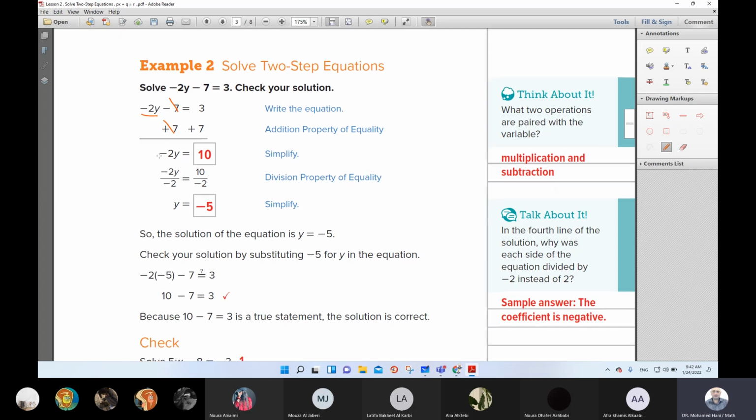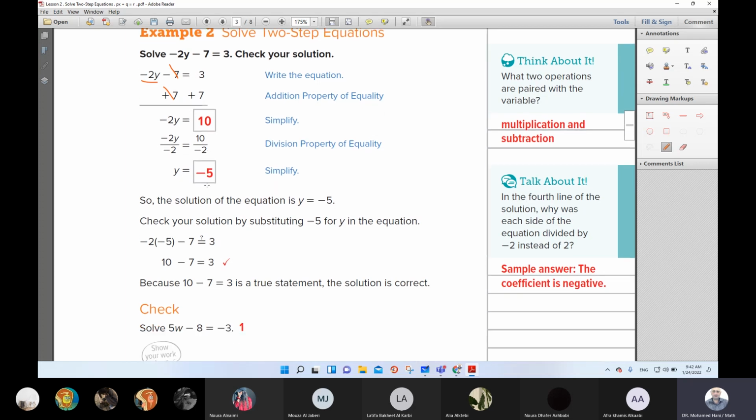Then we want to remove the coefficient here. So divide the two sides by negative 2. Divide here by negative 2 and divide here by negative 2. Negative 2 divided by negative 2 will be 1y, which means y, and 10 divided by negative 2 will be negative 5.